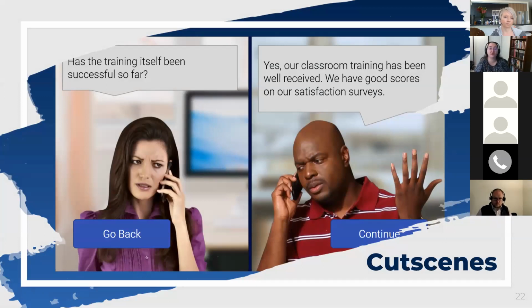So another way to reduce the complexity is by using cutscenes. In a video game, a cutscene is a short, non-interactive scene that cuts away from the action. So you can move the plot forward, show the conversation, build emotion. And so we can borrow this technique from video game design to develop branching scenarios for learning.